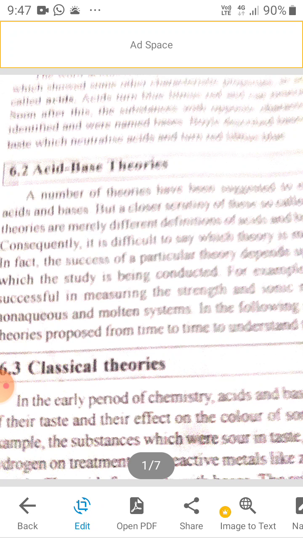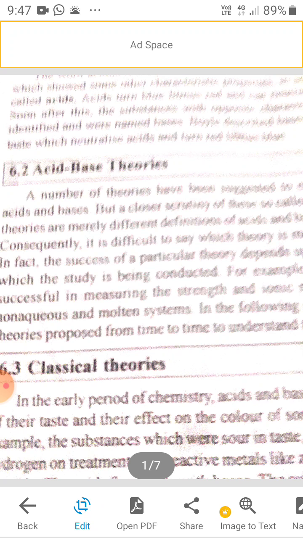On this basis, such substances which showed some characteristic properties are termed as acids, and those which are salt like are alkaline and they are bases. Acid base theories. A number of theories have been suggested to explain the characteristics of acids and bases, but a close scrutiny of these so called theories indicates that these are different acid and base theories.